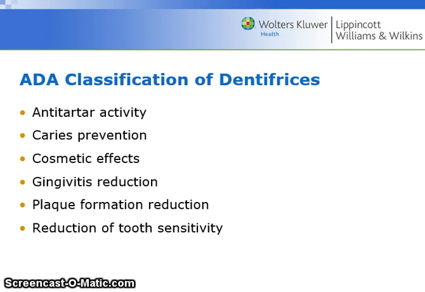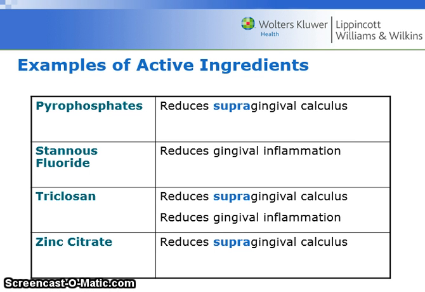ADA classification of toothpaste: anti-tartar, caries prevention, cosmetic, gingivitis reduction, plaque formation reduction, and reduction of tooth sensitivity. The active ingredients in these products are pyrophosphates, stannous fluorides, triclosan, and zinc citrate. See your book for more information on these active ingredients.